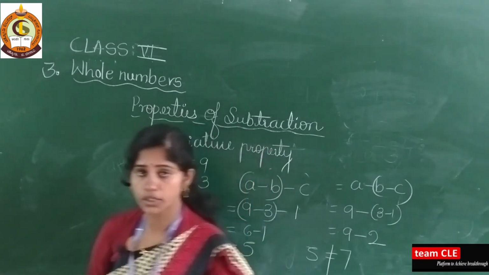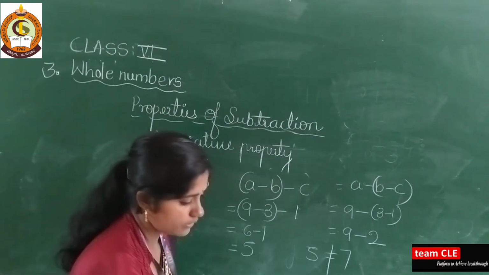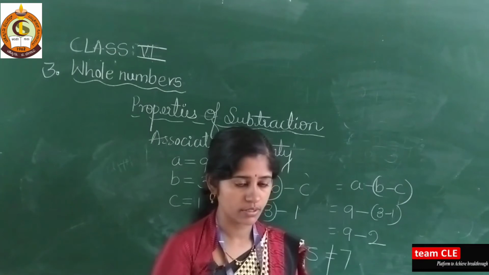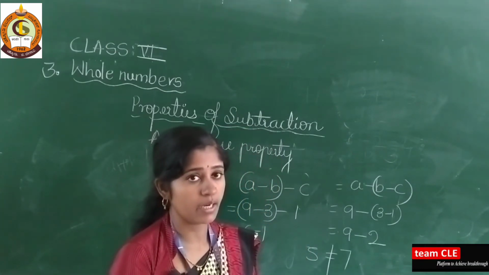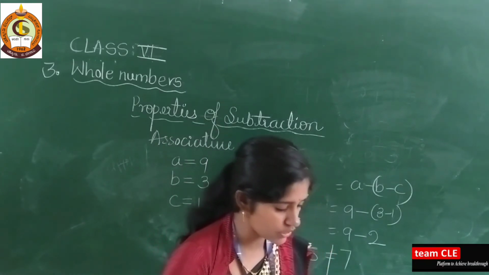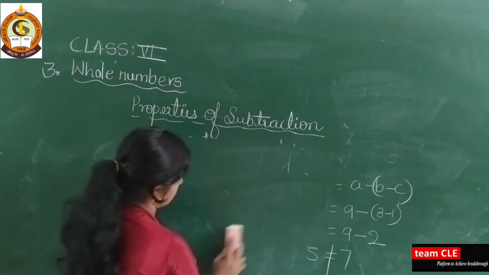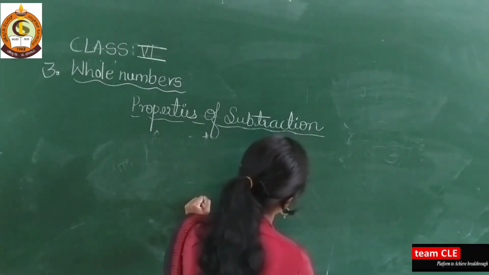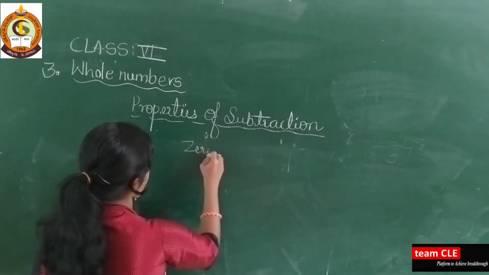Okay, so here I taught the closure property, commutative property, and associative property. Next you take one more example. For this you check it. You take any three whole numbers and make groups, but here the associative property will not exist. Okay, so next one more is there, and that is the zero property.